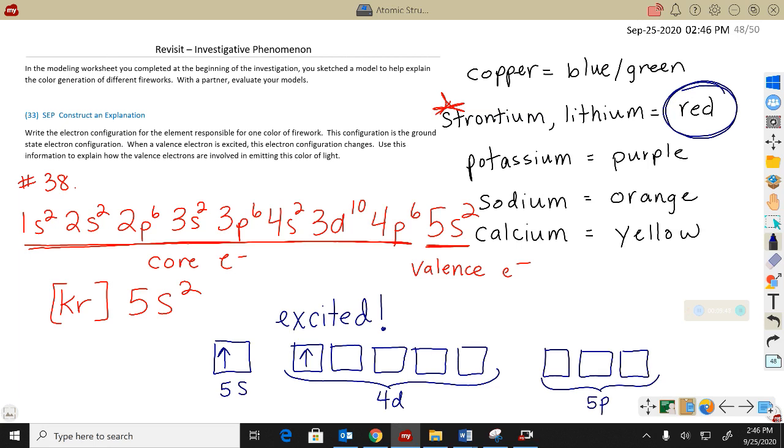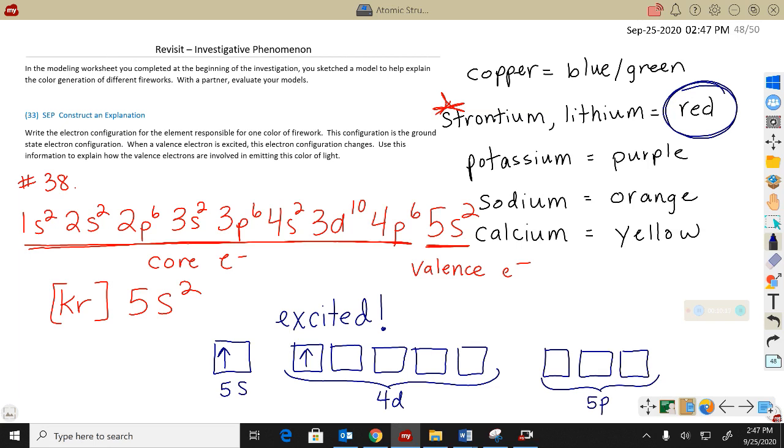And so it's these valence electrons on the outside of the atom that are absorbing the energy. They're jumping up to higher energy orbitals, maybe even higher energy levels, like if I went from the 5S to the 6S. It just depends on how much energy I'm absorbing. Now, the excited state is never stable, so when the electron wants to go back down to its ground state, it's got to release that energy in the form of light.